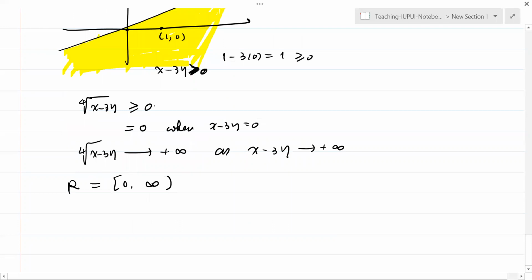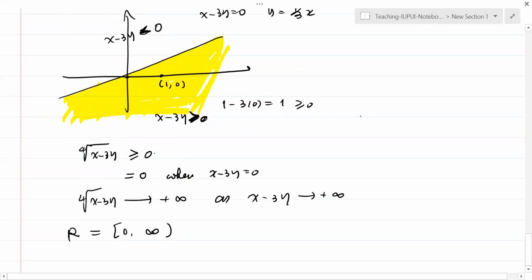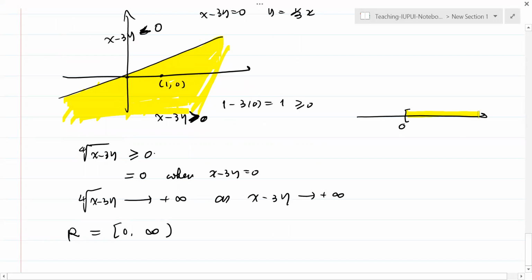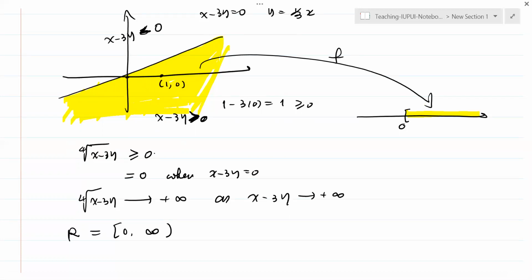So if we want to draw the picture, this is the interval. Let me mark it. The function sends the whole region onto this interval from 0 to infinity.